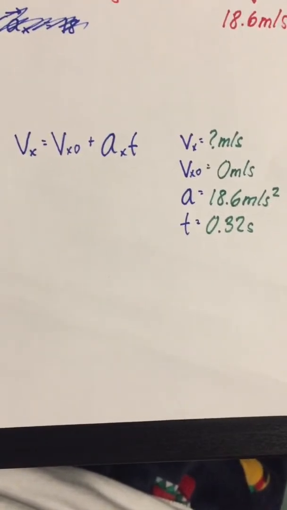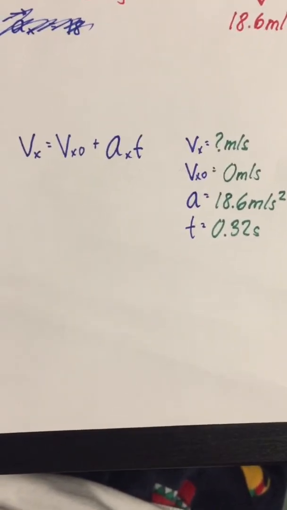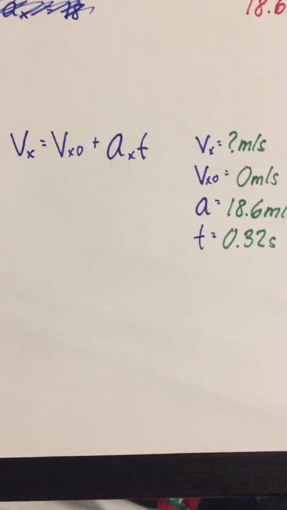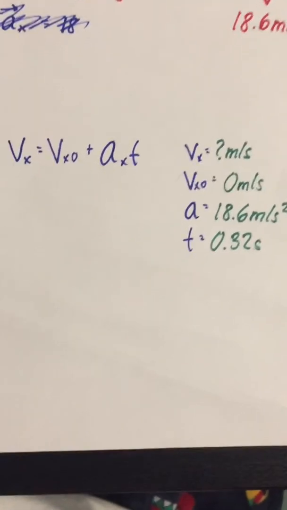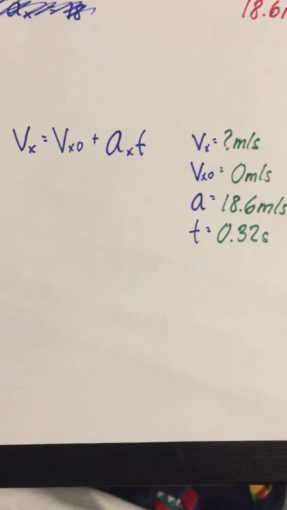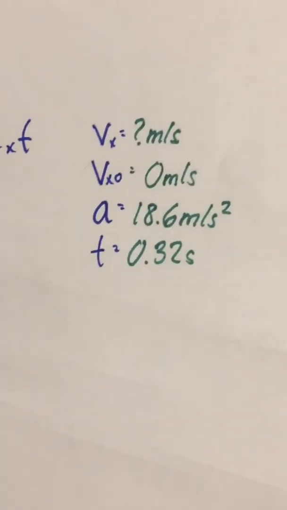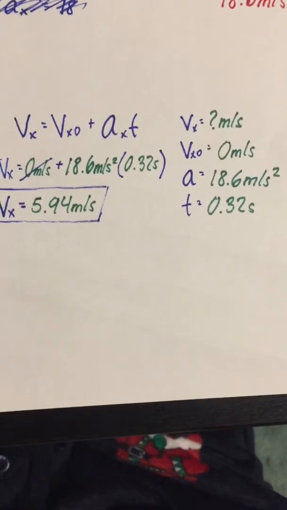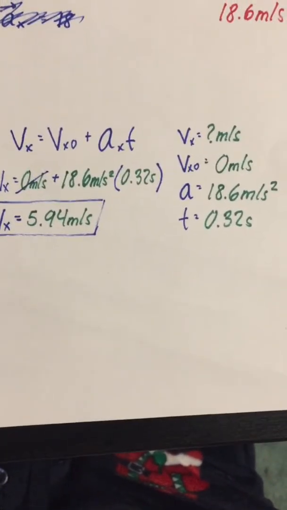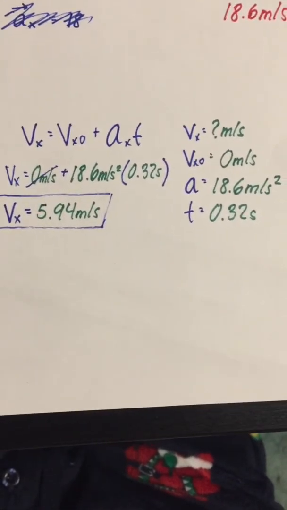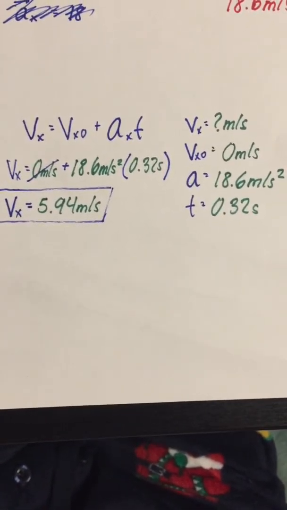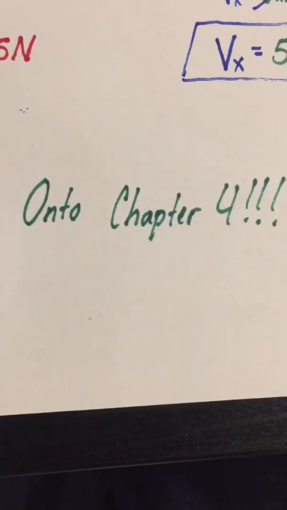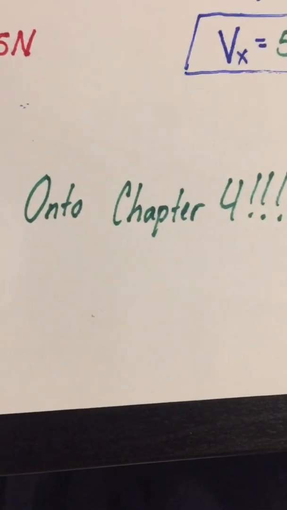Next, we must find his final velocity after 0.32 seconds. In order to do so, we know that Usain Bolt started from rest since he was starting the race. These are the components for the equation here. After solving everything through, we find that Usain Bolt's speed after 0.32 seconds is 5.94 meters per second. Let us move on to Chapter 4 next.